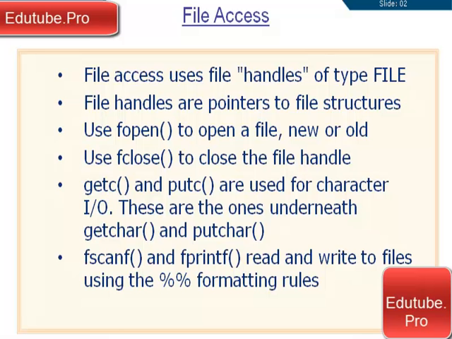getc and putc are common functions used for character I/O against files, reading data and putting it back out. And they're the same ones that are underneath what we've been using with getchar and putchar, because getchar is really just a getc from the standard in, and putchar is a putc to the standard out. So those are defined that way again in stdio.h. fscanf and fprintf work just like the printf and scanf that we've already read about, and they still use the percent formatting rules, just like printf and scanf.